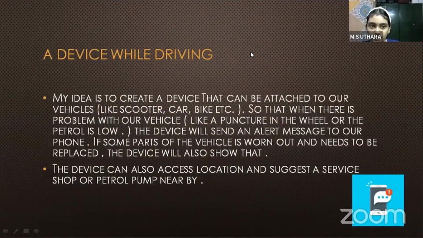So my project is called A Device While Driving. It's actually an idea. My idea is to create a device that can be fixed to our vehicles. It can be a scooter, a car, a bike, or a van, any vehicle. If there is any problem with our vehicle, maybe a puncture or reduced air in the wheel, or if the petrol is low, this device can send an alert message to our phone. It can also access the location and suggest a service shop or a petrol pump nearby. Even if some part needs to be replaced in our vehicle, it will show that.